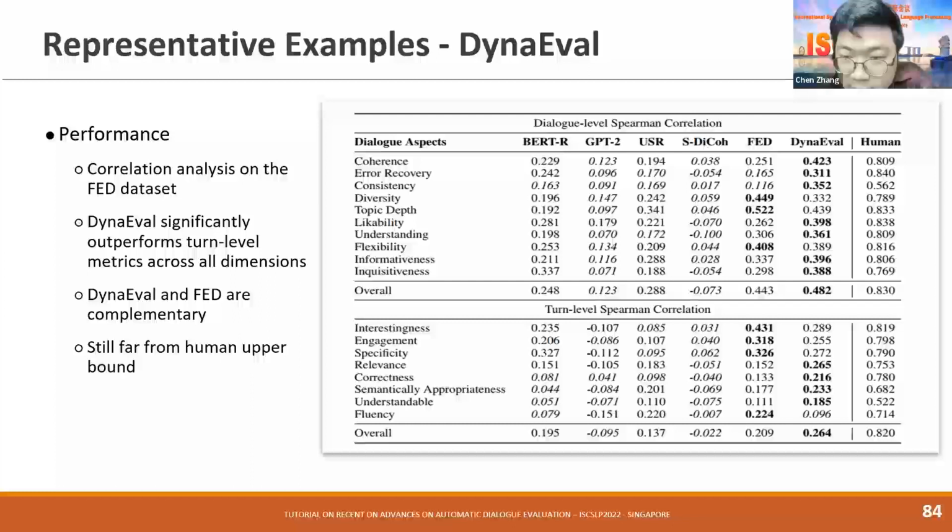But dialogue eval is only designed for coherence evaluation, so it's not very good at dimensions such as diversity and understanding. So they are complementing each other. If we combine them, they may perform better. But we can see that their performance is still far from the human upper bound, so there is still room for improvement.